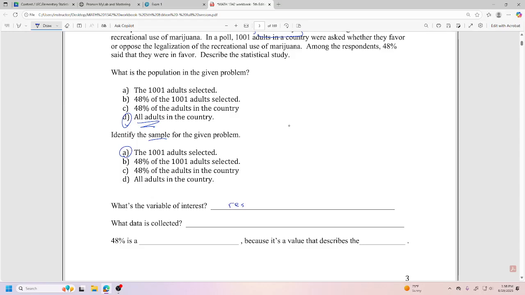So these are the responses of the questions. The data collected is either you favor or you oppose, and then 48% is a statistic because it's talking about the sample. From those 1,001, that was a sample. So if you're talking math, statistic. SSPP, right? That's how it works.